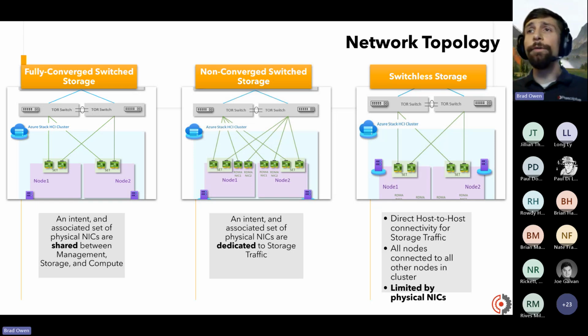And then finally, we have switchless storage. What this is showing is a set of adapters with a compute and a management intent. And then below, in this image, we have RDMA interconnected NICs, which run directly to the other nodes. The benefit of this is that you don't require an RDMA capable switch. You don't necessarily need to have 10 gigabit Ethernet or higher on your top of rack switch, although that is going to be recommended either way.